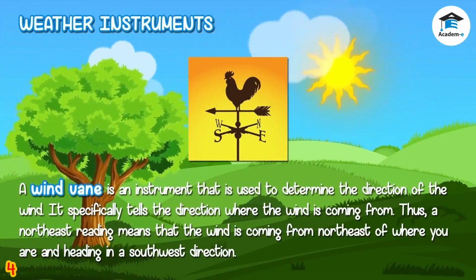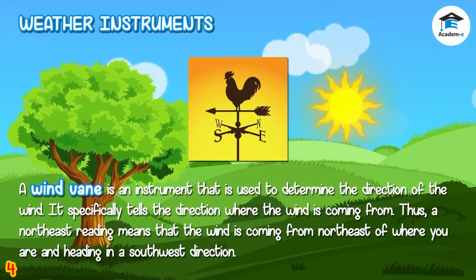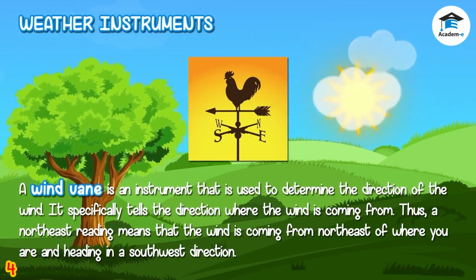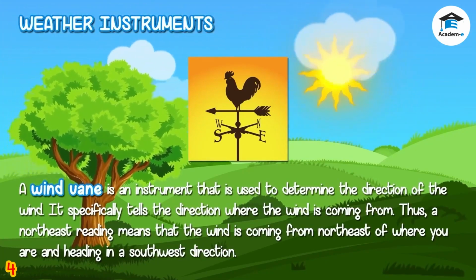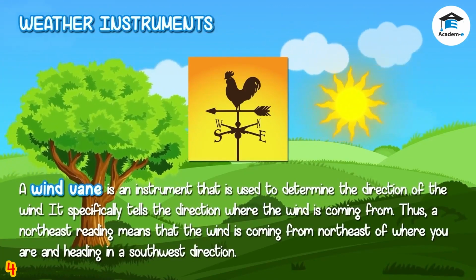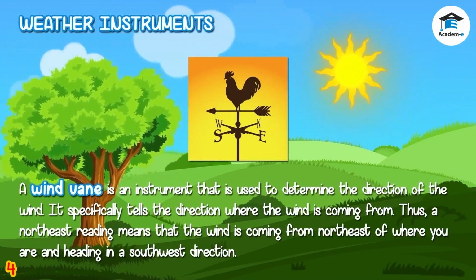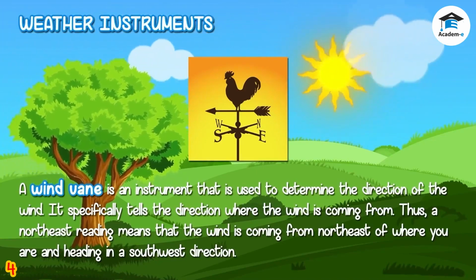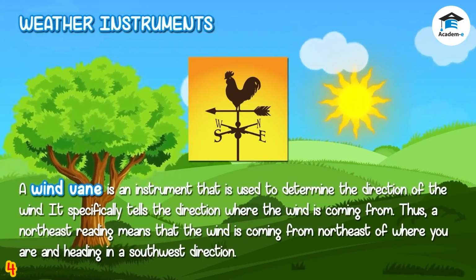The design has unequal ends to enable the end with the smaller area to turn toward the wind. Generally, it has an arrowhead on one end and a big tail on the other. The wind pushes on the arrowhead and aligns the arrow to its path. The position of the arrowhead then tells the observer where the wind is coming from and where it is going. The direction is identified by the north N, south S, east E, and west W marks on the round-shaped stand of the wind vane.